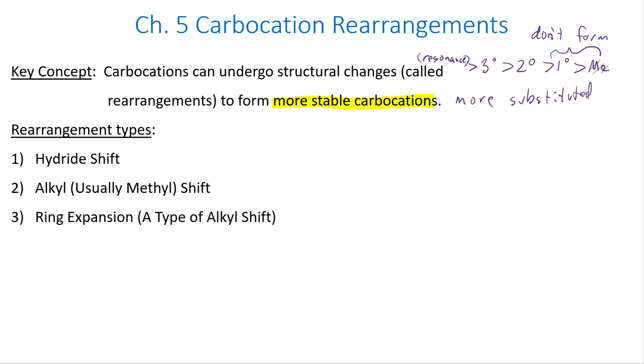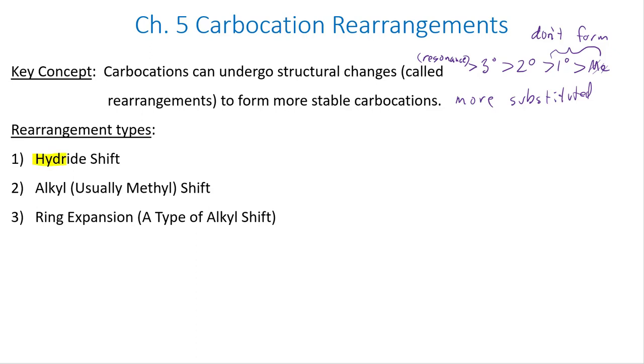Carbocation rearrangements fall into essentially what for us is three important categories. There are hydride shifts, alkyl shifts, which is usually a methyl shift, and then a specialized kind of alkyl shift called a ring expansion. Now we're going to take a quick look at each one and then look at a few examples in more detail.